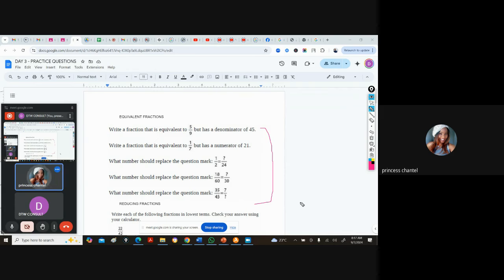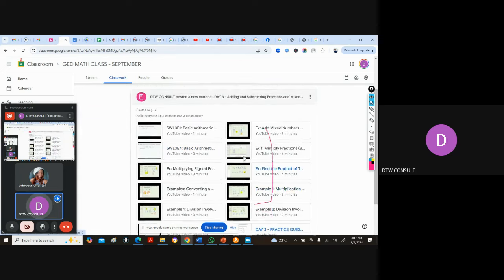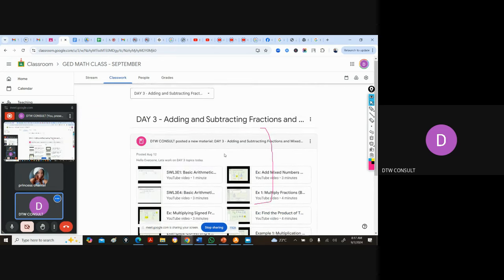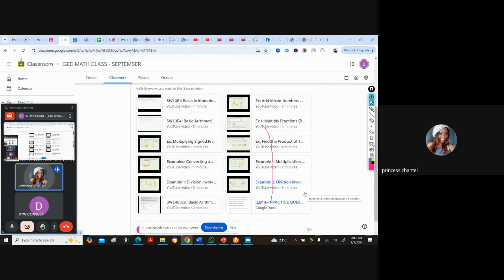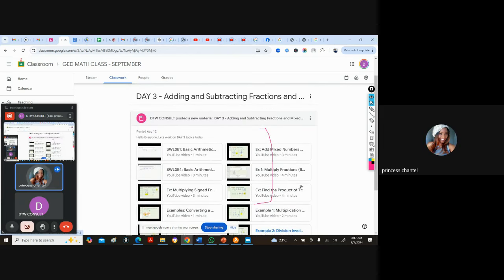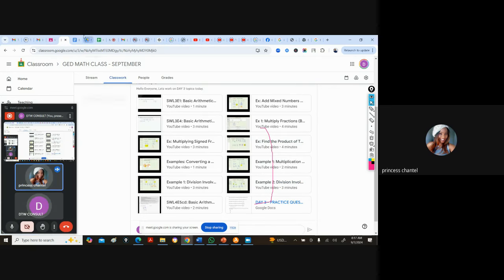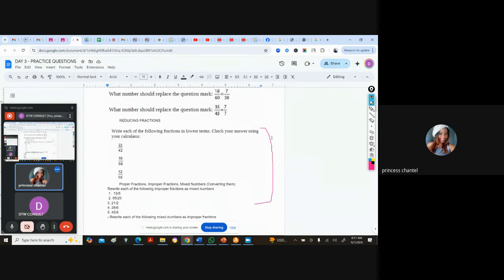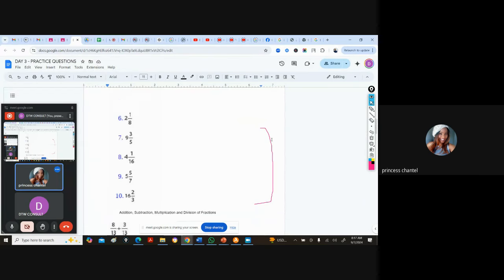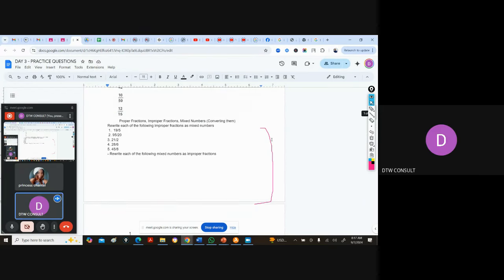I don't think you showed me an example of this one. You told me you have done day three. Have you watched the videos here? I didn't finish. I was still on adding and subtracting fractions and mixed numbers. So I think, can you convert from proper, improper to mixed fraction? Did you watch that video? Yes. Okay, all right, start from here then. I think I was just starting on day three.